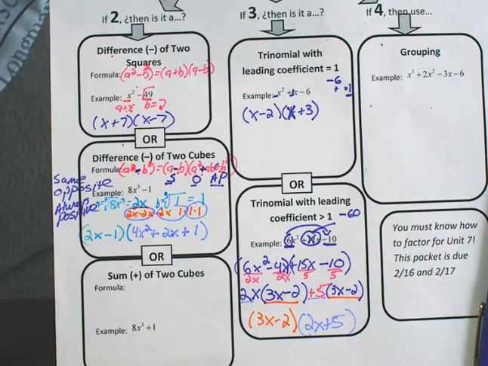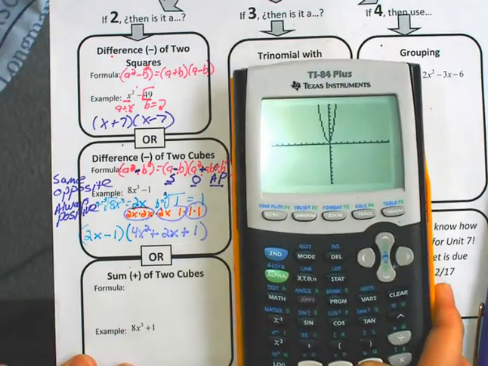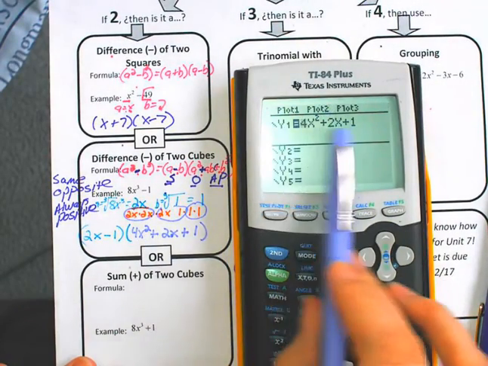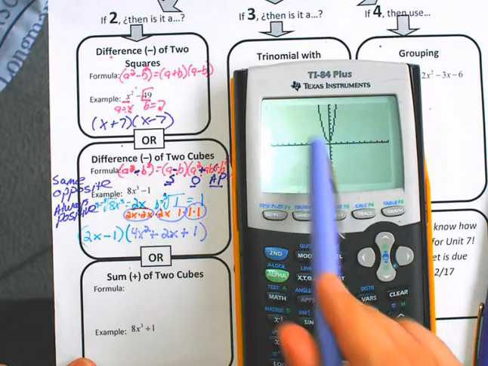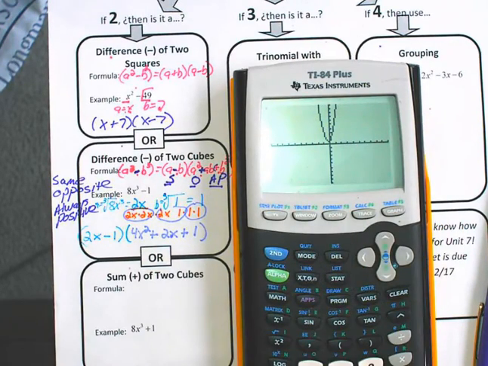All right, you always want to double check: can you factor any further? You cannot factor this any further over real numbers. A quick way to check is to put it into the calculator and look at the graph. Notice that it doesn't go through the x-axis, which means that there are going to be imaginary solutions. So you can't go any further with that.